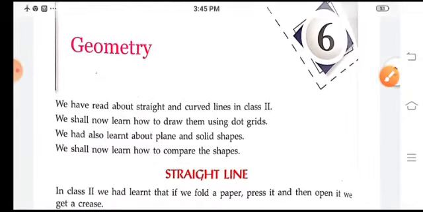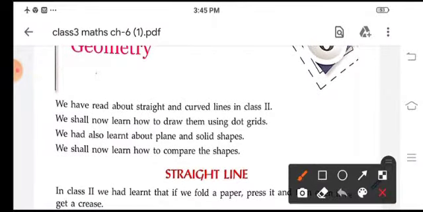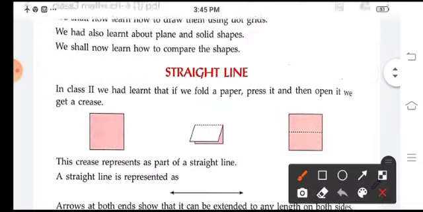Children, you know that geometry is very interesting and you have already done some of it in class 2. You have done the straight and the curved lines. Now today we are going to learn how to draw lines using dot grids, plane and solid shapes, and we also compare the shapes. So let us start with the straight line.